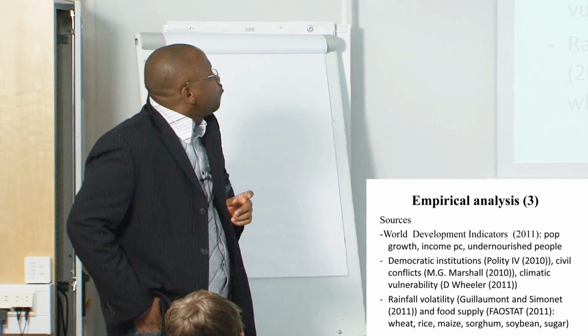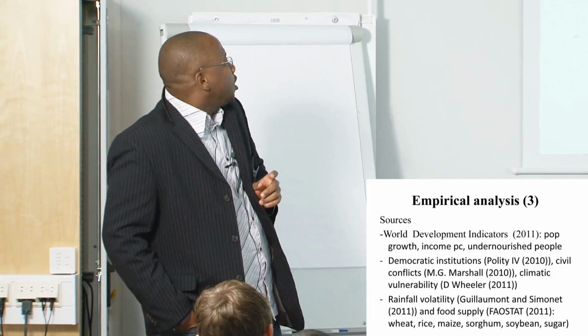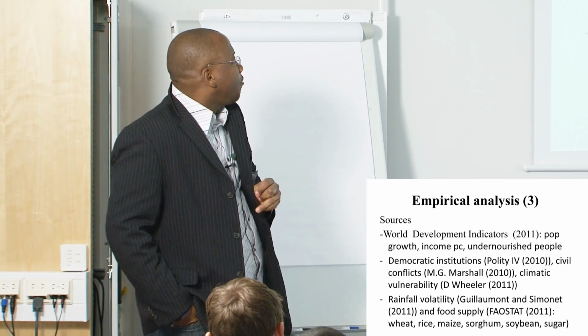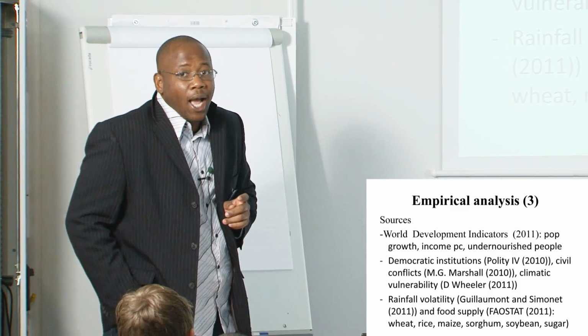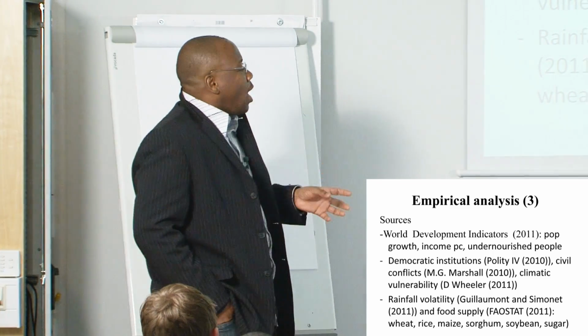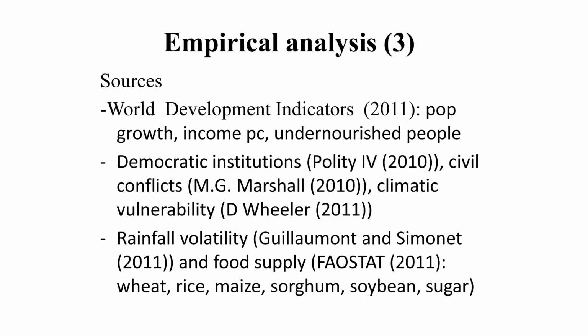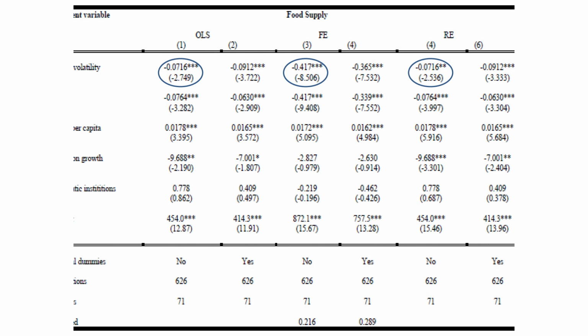Our data are from World Development Indicators, and democratic institutions are from Polity4, and for rainfall volatility, we use the data from Guillaume and Simone, and our data of food supply are from FAOSTAT. For our food supply, we use wheat, rice, maize, sorghum, soybean, and sugar. The result is not clear. You can see the first line. We present the result with OLS, the fixed effect and random effect.